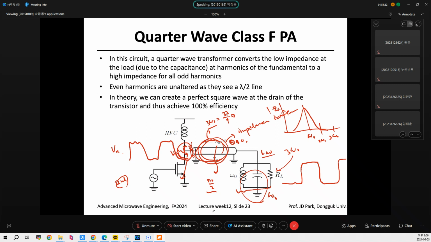What's the problem of this? It will be very lossy, right? Look at this. This is lambda over 4. Very lengthy. In CMOS, this must be almost 1 dB of loss. You need to compare the advantage and disadvantage. What you get is a 10% efficiency improvement. However, you will lose about 10% from this loss itself. So you have to compromise in the design.